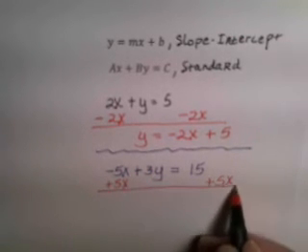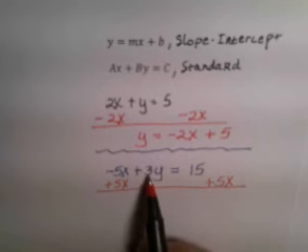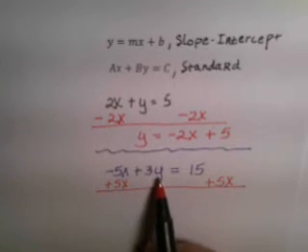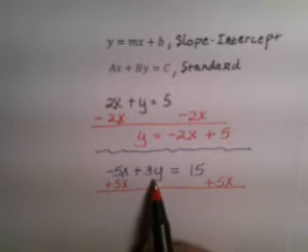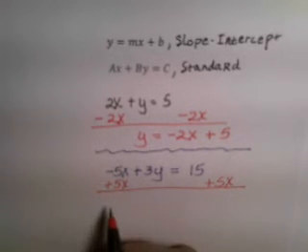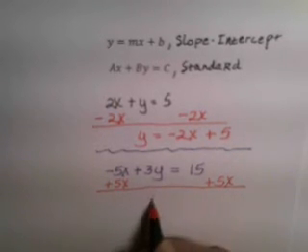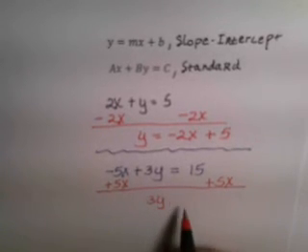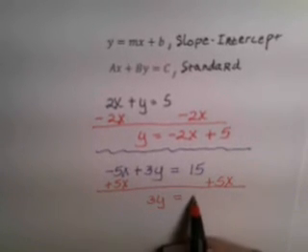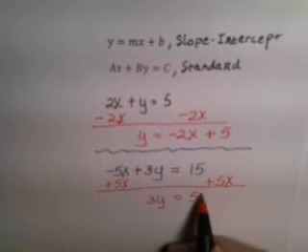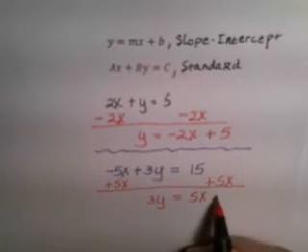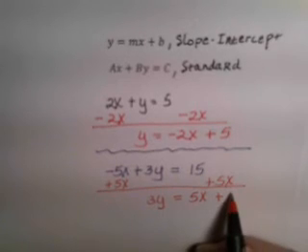Sometimes people are tempted to break up this only y term first. Don't do that. Remember, that's the last thing you want to do in solving any equation, is to break up your last variable term. So that's going to leave us with 3y is equal to positive 5x plus 15.